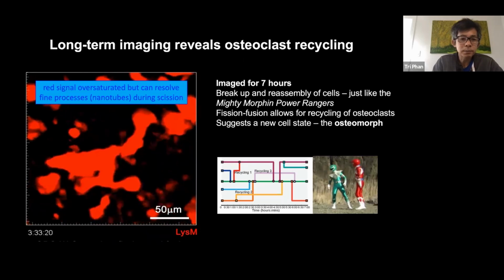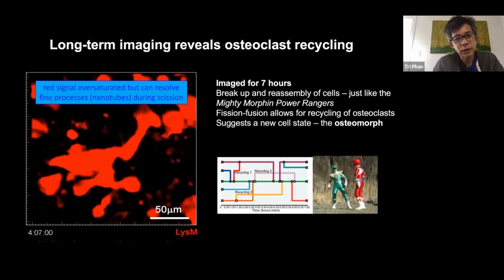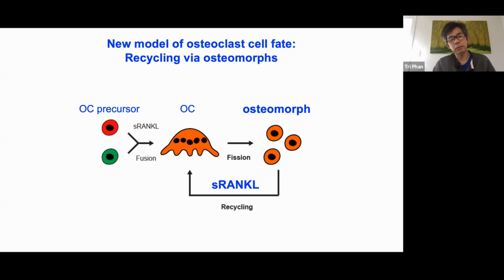So I'll just briefly go through the next steps. So, okay, this is what we think is happening. Instead of just undergoing apoptosis, there's now an additional cell fate, which is this fissioning into osteomorphs, and then these osteomorphs recycle back and form osteoclasts again. And of course, how do we cross-validate that?